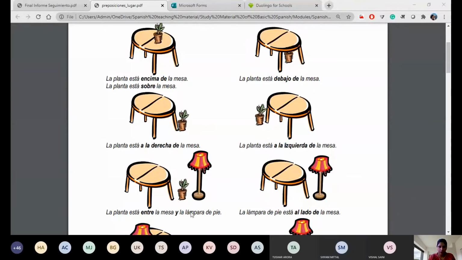Okay, Shyam, can you make a sentence like my dog is to the right of the table? And dog is perro, right? Yes. My dog. Mi perro está a la izquierda de la mesa. Okay, izquierda is left. So can you make it with right? My dog is to the right of the table. Yes, ma'am. Mi perro está a la derecha de la mesa. Vale, muy bien. And you have very good, very clear pronunciation. Good.